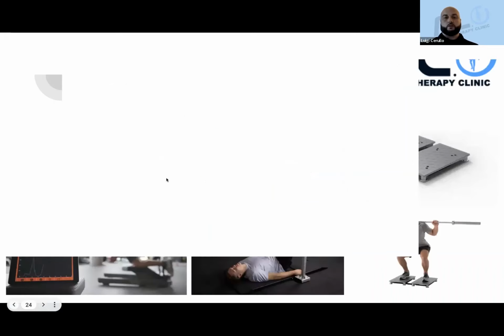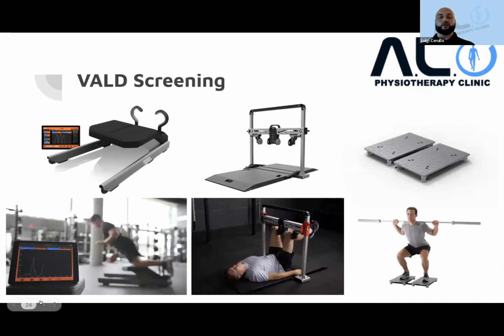Our VALD human performance screening incorporates the items that you see on your screen here. From left to right, we've got the Nordbord, which assesses your hamstring health. That's ideal if you've had a past history of hamstring injuries. We assess where your left is compared to your right, see if there's any asymmetry, and see where you compare to normative data. Are you below or above average? And if so, what can we work on?